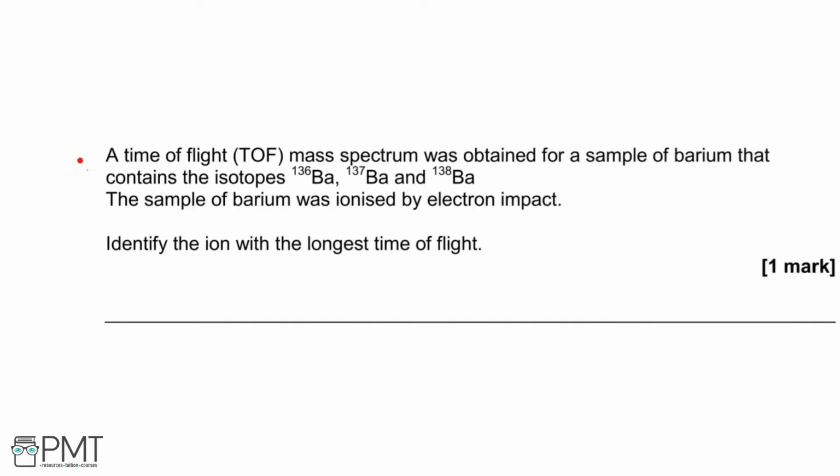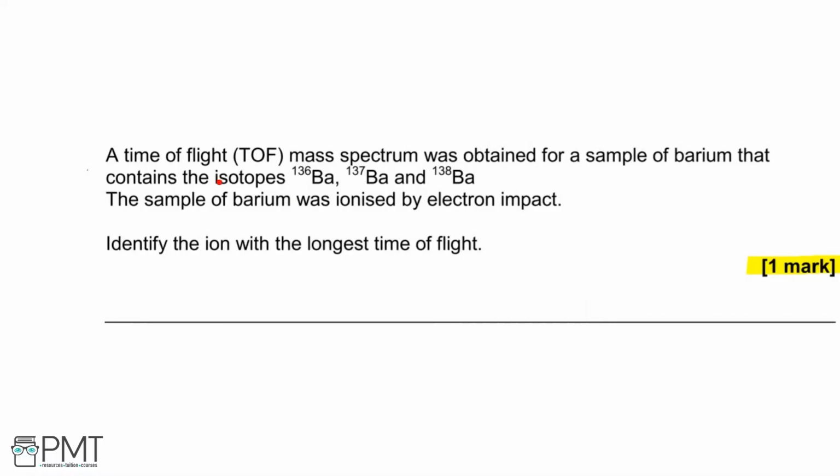A time of flight, TOF, mass spectrum was obtained for a sample of barium that contained the isotopes barium-136, barium-137, and barium-138. The sample of barium was ionized by electron impact. Identify the ion with the longest time of flight. This question is 1 mark, which means all we need to do is give the formula of the ion. We don't need to justify or explain why it's that one at all.